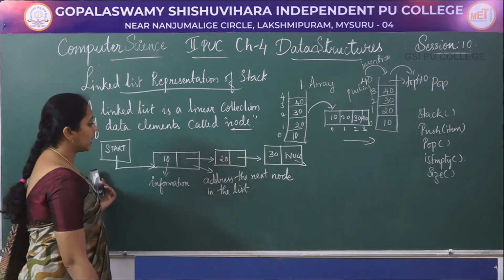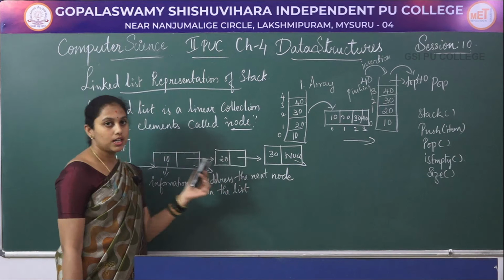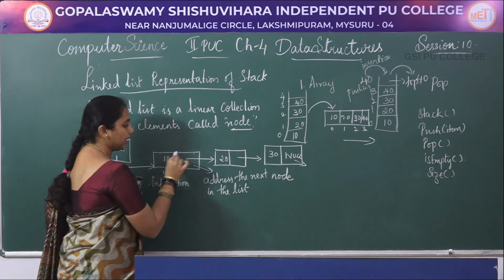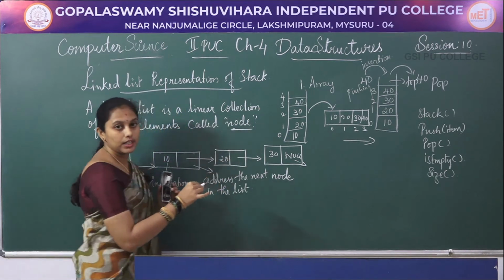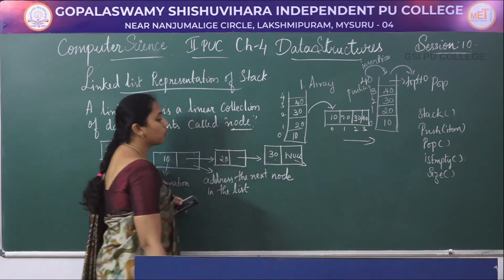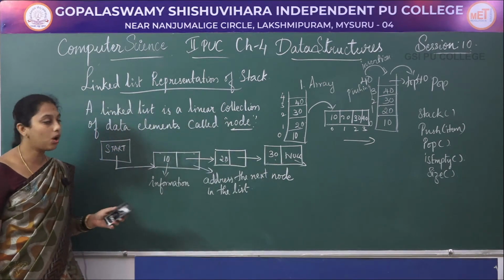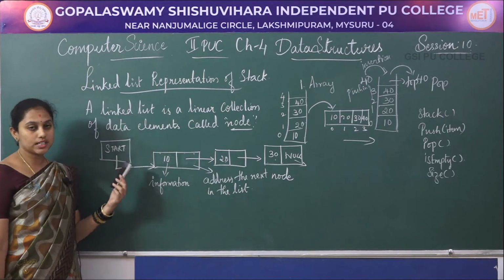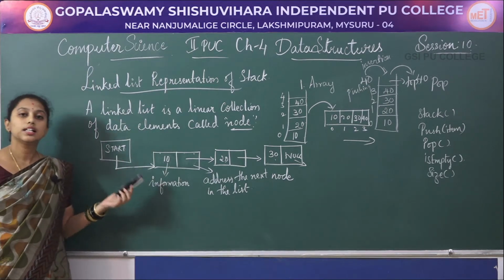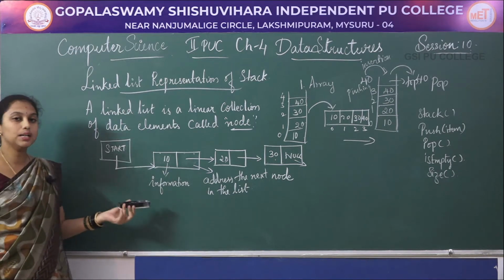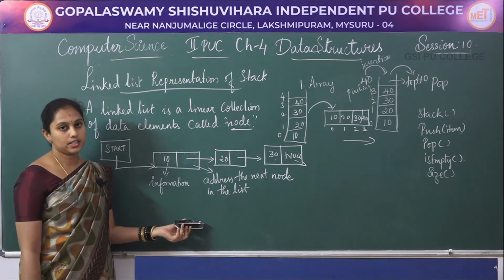So this linked list contains 3 nodes. In the first node, it contains an element called 30. In the second node, it contains an item called 20. In the third node, it contains an item called 30. So this is about linked list. What is a linked list and how to create a linked list? Now let's see how to insert an element into the linked list.